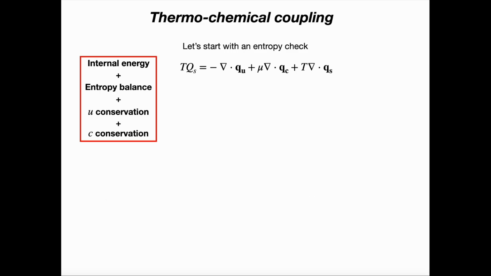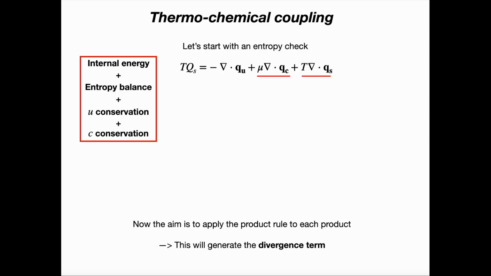So let's do it. Suddenly everything becomes simpler, but not for long, because now we realize that we have the divergence of Qu, mu divergence Qc, plus T divergence Qs. What we want to do now is generate a big divergence term. So we are going to work on the different terms to generate a big divergence term, as we did in the previous lecture. So let's do it with these terms here.